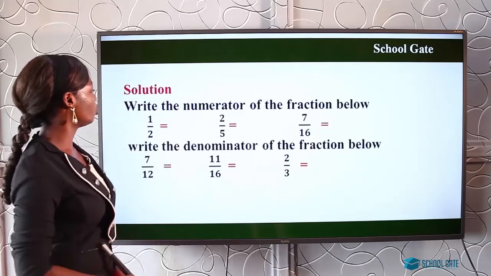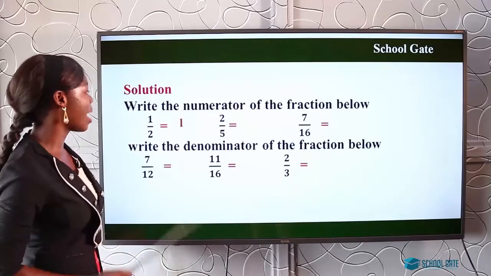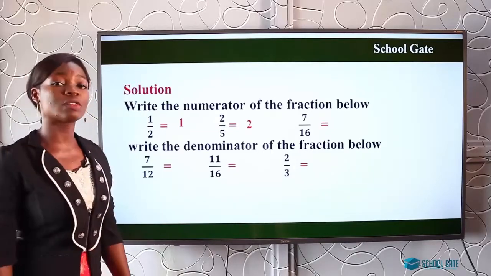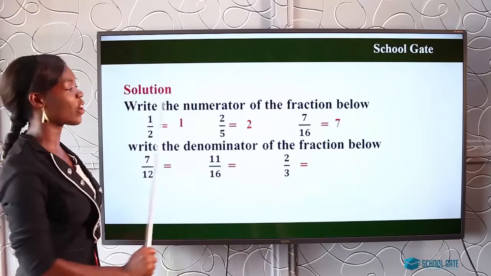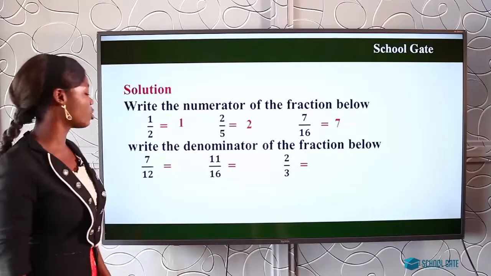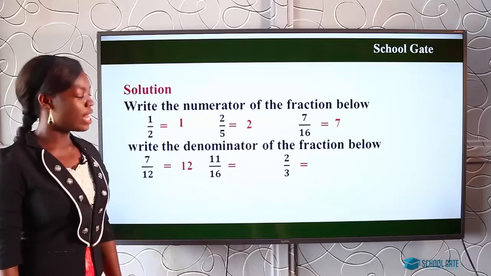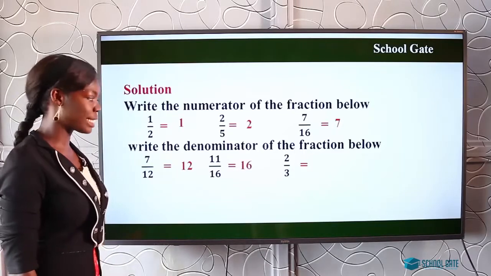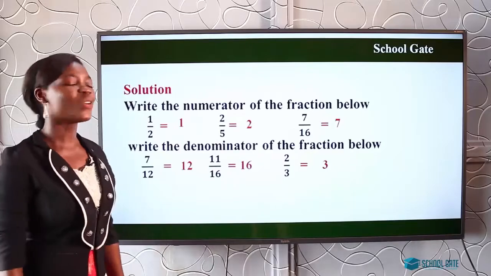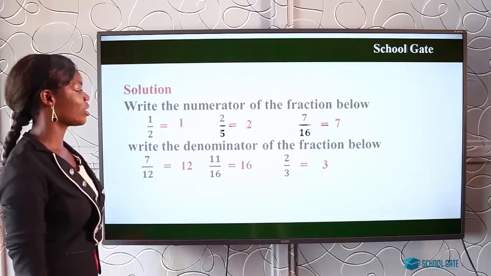Alright kids, our solution. The numerator of 1 over 2, that means the number above the line, is 1. For 2 over 5 it is 2, and for 7 over 16 it is 7. If you got this correct, clap for yourself. Write the denominator of the fractions below. 7 over 12. Which one is the denominator? 12. 11 over 16, the denominator is 16. 2 over 3, the denominator is 3. Alright, so this is how we write numerators and denominators.